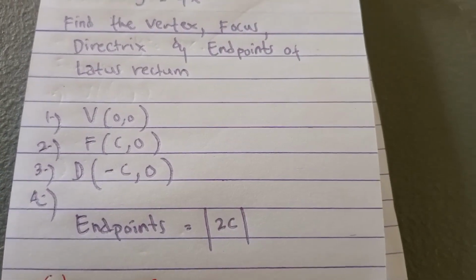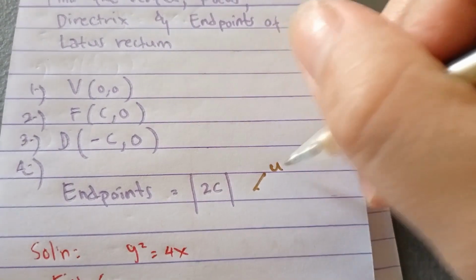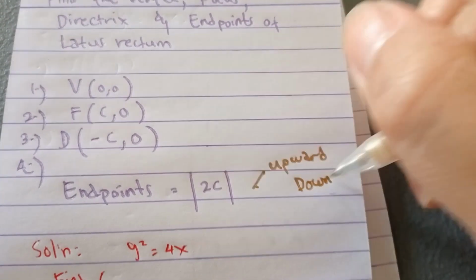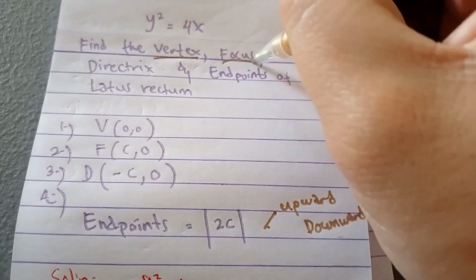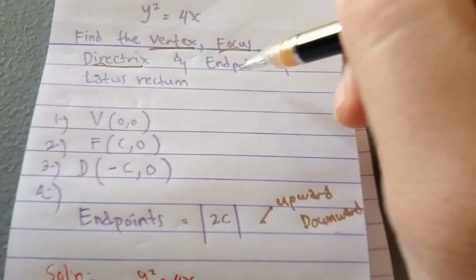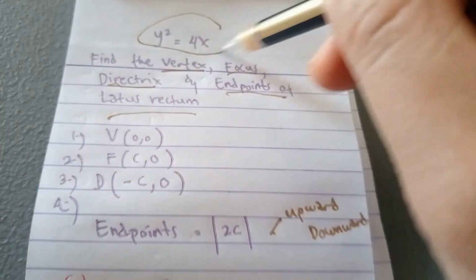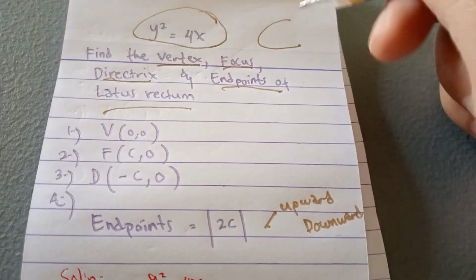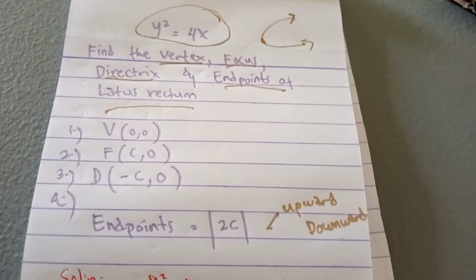Ang endpoints of latus rectum ay mahati yan sa dalawa. Una, you need to move to the right. So whatever the result of the endpoints, then you need to move upward. Then we have move downward. Vertex, focus, directrix, endpoints of latus rectum. So these are the conditions that we need to follow, or you need to find. Then we have the equation y squared equals 4x. The possible graph we have opens to the right.